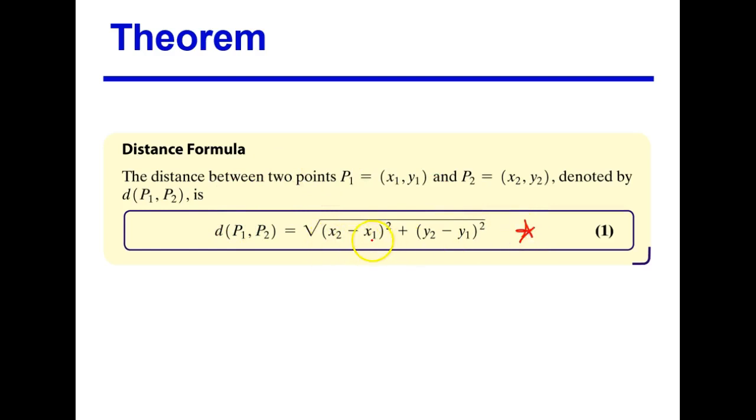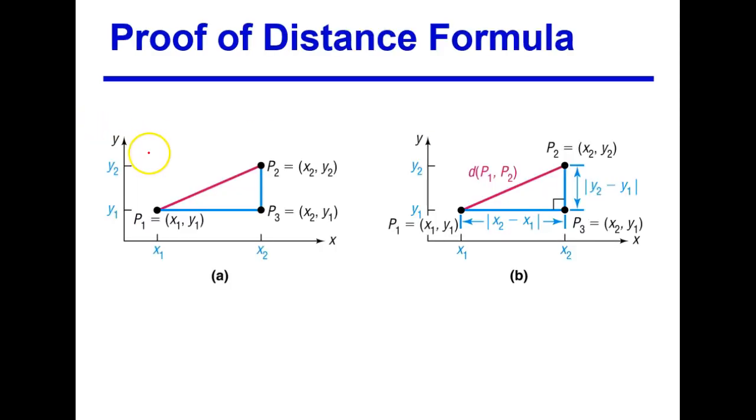I take x2 minus x1, the distance between the x's, and I square it, plus the distance between the y points, and I square it. Then I add those together and take the square root of the whole thing. This right here is the actual distance formula that we're going to be using.